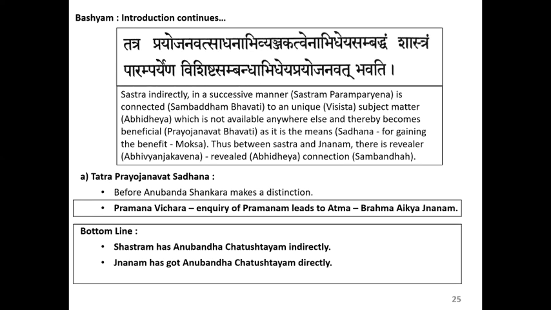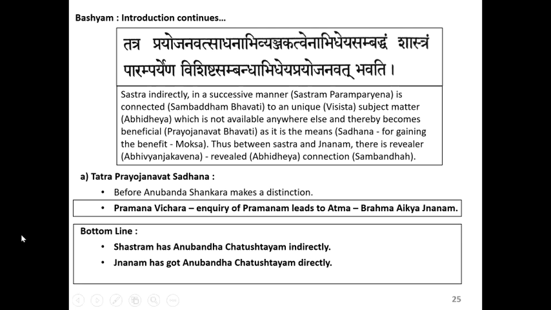These are all the words which are used in Sanskrit. What it means is that there is a prayojanam for this study of Upanishads. Before we start the study, Shankaracharya gives us Anubandha Chatushtayam indirectly. How we get jnanam, how do we get knowledge out of this study?